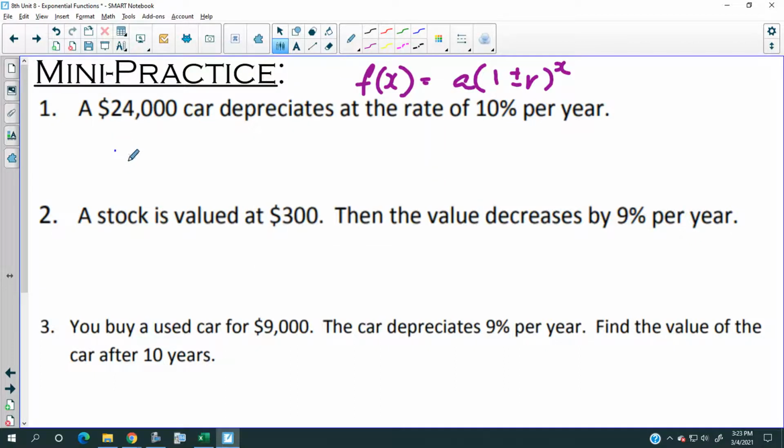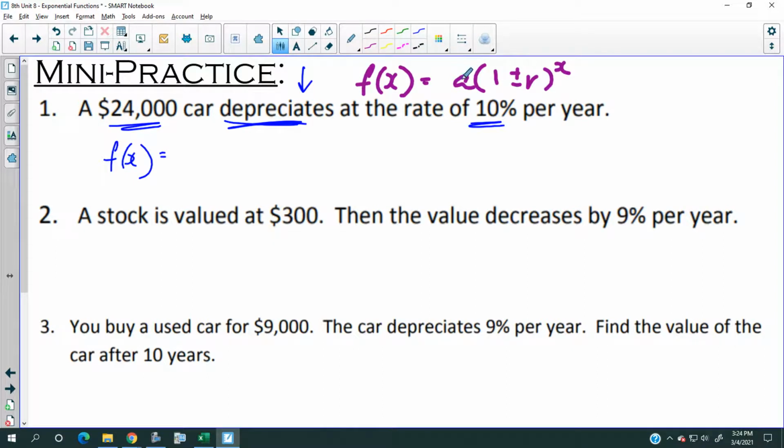Here, a $24,000 car depreciates, so it's going down at a rate of 10% per year. What does that mean? I've got f of x equal to, and let's break these parts down.